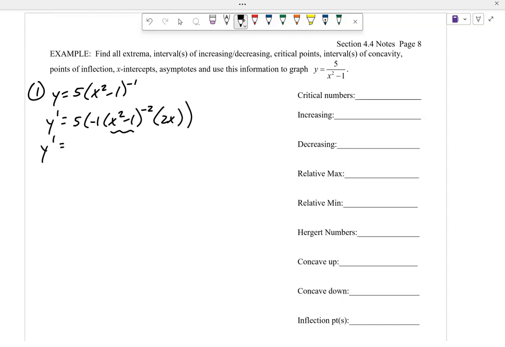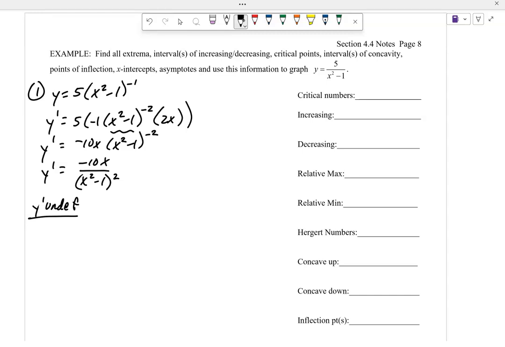So our first derivative here ends up being negative 10x times x squared minus 1 to the negative 2. So y prime is negative 10x over x squared minus 1 squared. Where is this thing undefined? Where is y prime undefined?